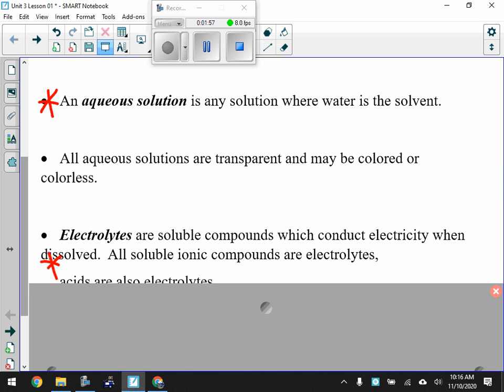All aqueous solutions are transparent, colored or colorless. That means all aqueous solutions are see-through, and they might have a color to them. They might be a pretty blue or red or green or whatever, and they also could be not colored. They could be just clear.